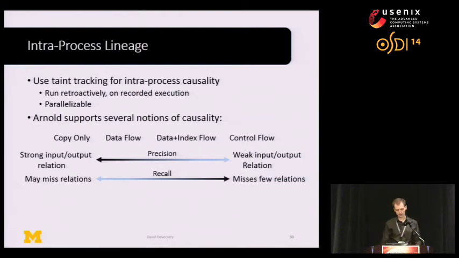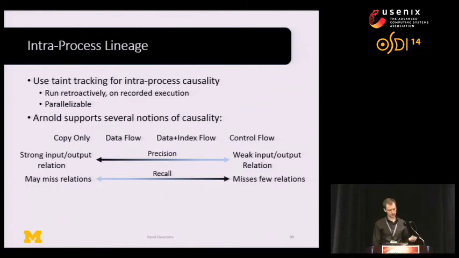For intra-process tracking, Arnold is going to use taint tracking. We're going to dynamically instrument the replays on replay using PIN. Now, this means that we can run this heavyweight analysis, taint tracking, offline. On our recording, you saw we have low overhead. Later, when you go to do the analysis, we can take a little bit more time to get our computation done. Now, Arnold supports several notions of causality.